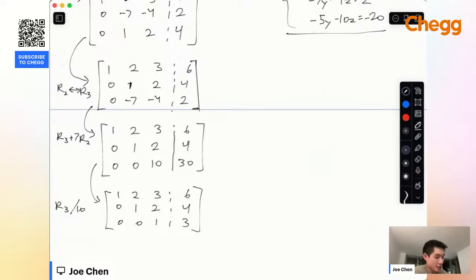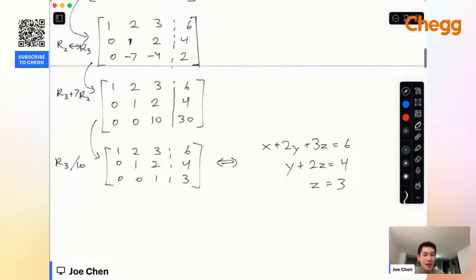Okay, so I want to pause again and see what equation this represents. This is the same as x plus 2y plus 3z, where the dotted line is an equal sign, 6. Then I have y plus 2z is 4, and I have z equals 3. So you can see that through these matrix manipulations, the system of equations that I've ended up with is a lot easier to interpret or to solve from here, right? Because I've already solved for the z variable.